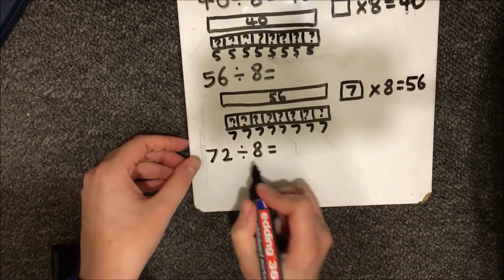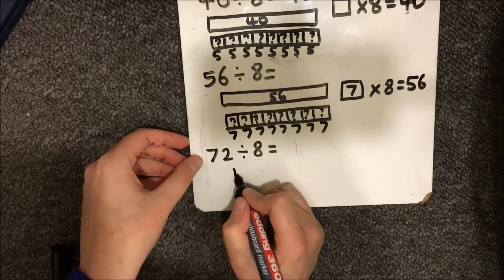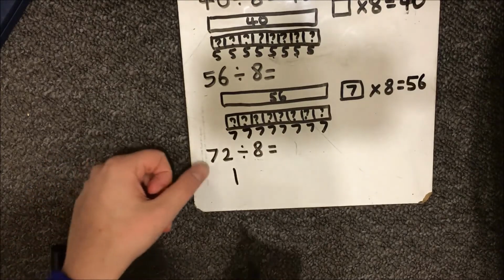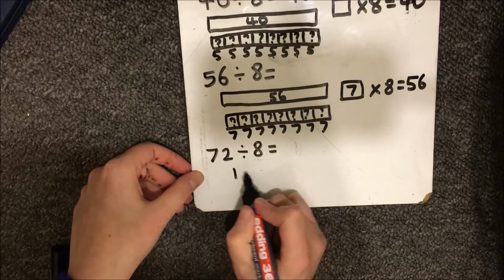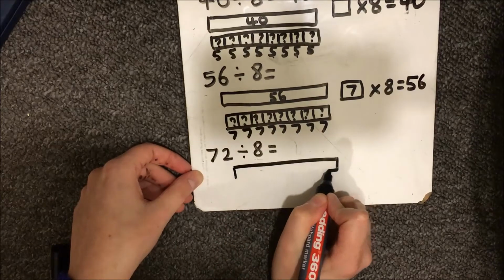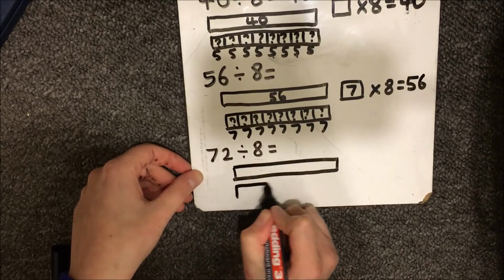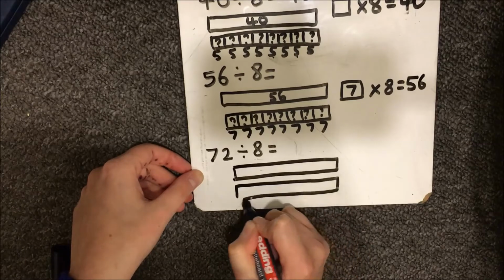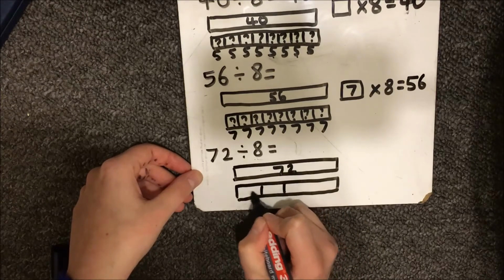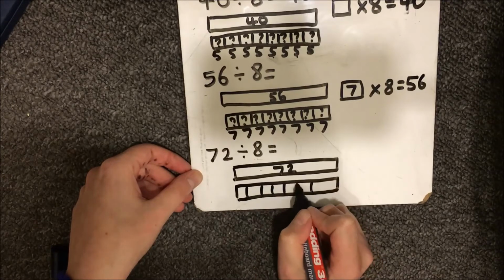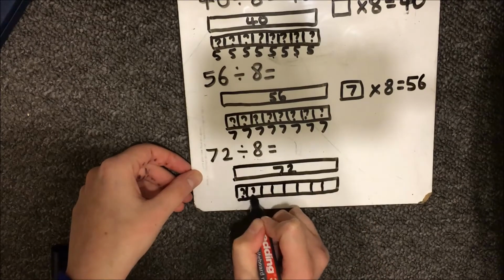Last one. 72 divided by 8. Can you imagine having to count out 72? Doing an array or a sharing circle? Take you ages. Take you the whole maths lesson. So my whole is 72. Again, I'm dividing by 8, so I cut it into 8 parts. And I don't know any of these yet.